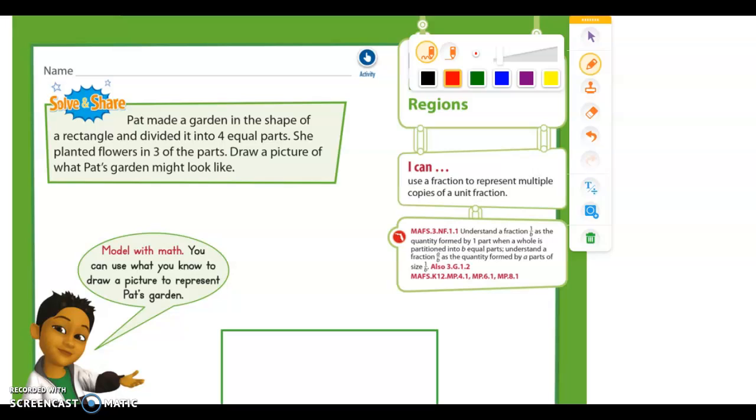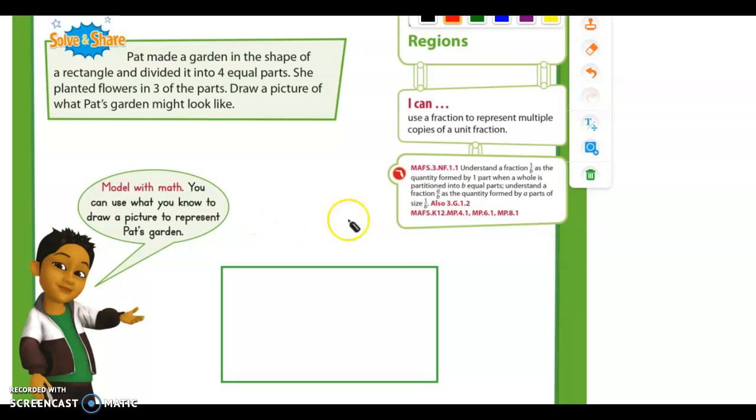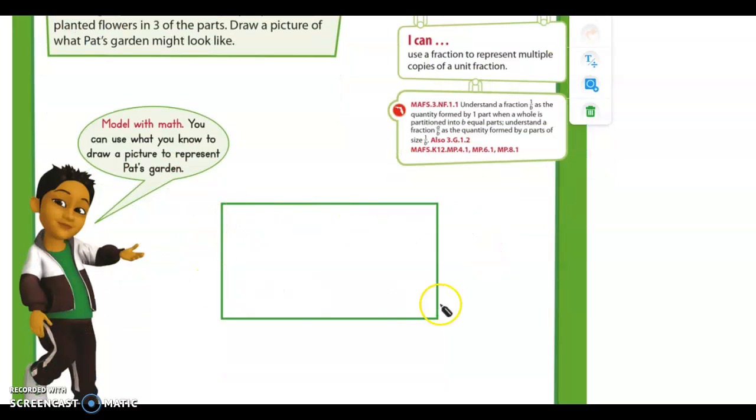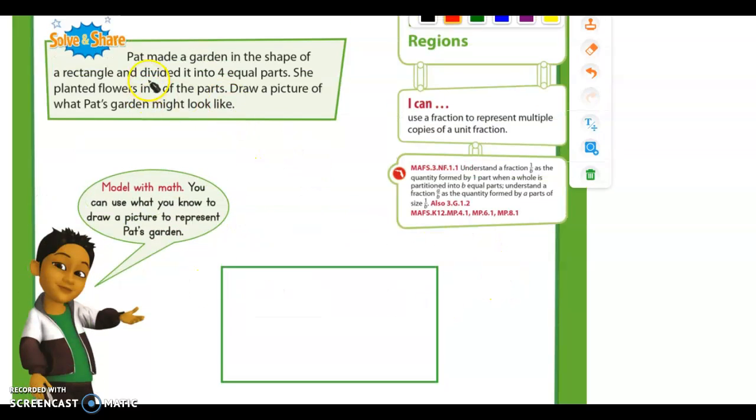Let's go. Pat made a garden into the shape of a rectangle and divided it into 4 equal parts. She planted flowers in 3 of the parts. Draw a picture of what Pat's garden might look like. So, if this was Pat's rectangular garden down here, it says she divided it into 4 equal parts. So, I'm going to divide this into 4 equal parts. Now remember, I'm not a computer. I'm trying my best to make them equal. So that's about 4 equal parts.